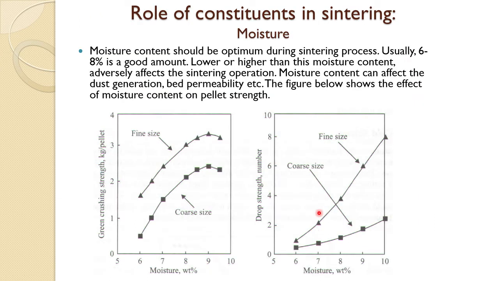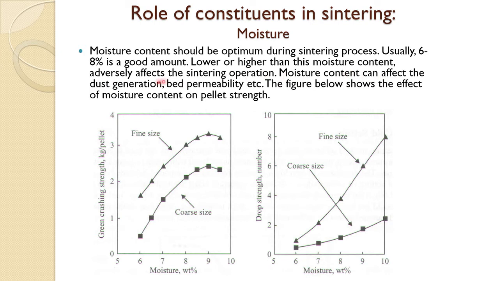Now, we will talk a bit about the role of constituents in sintering. As you know, we have moisture during the granulation process. Moisture content should be optimum during the sintering process, usually 6 to 8%. In sintering it is usually about 6%, but in pelletization it is a little higher, around 8% or so. So, it is a good amount. Lower or higher than this moisture content adversely affects the sintering operation.